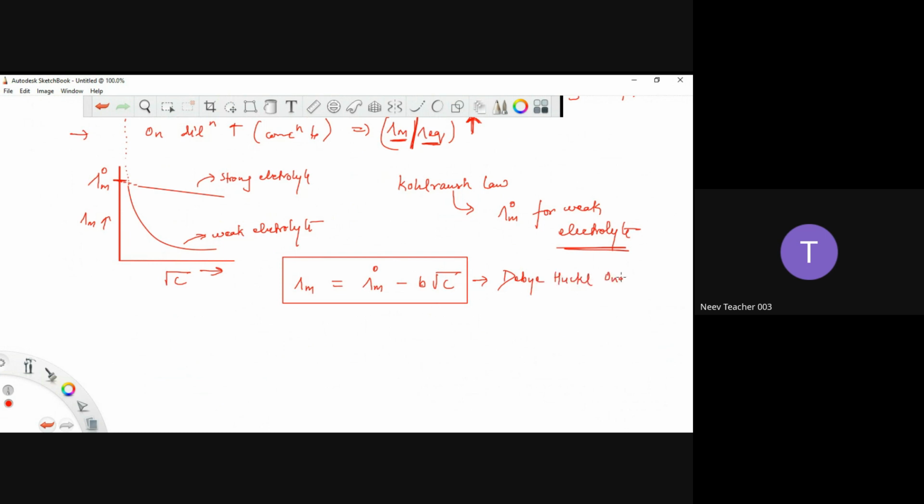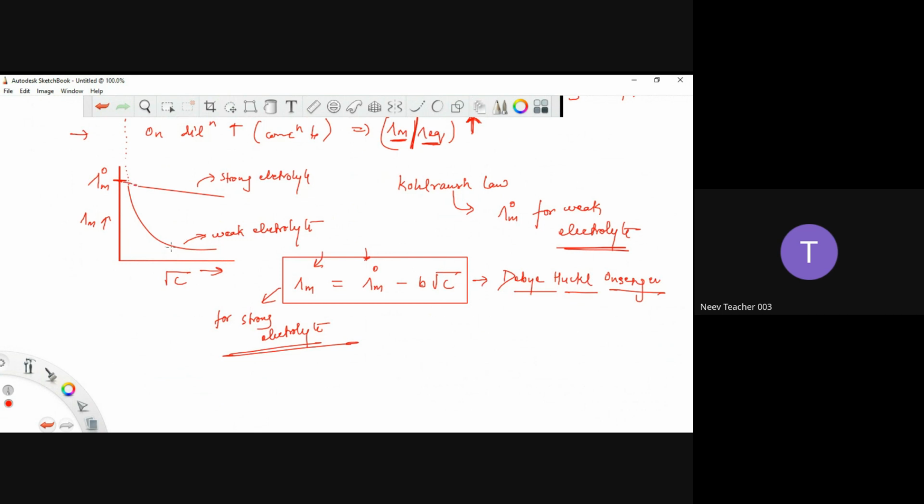Debye-Huckel-Onsager equation. These are all scientists: Debye, Huckel, and Onsager. They give this equation, and this is for a strong electrolyte. So if you know the lambda m naught, you can calculate the lambda m for that strong electrolyte. Can you see that lambda m for a strong electrolyte is increasing?